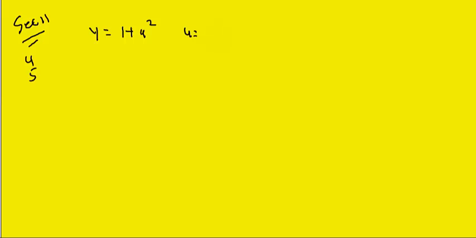y is equal to u squared over 1 plus u squared, and u is equal to x squared, and x is equal to 2t squared, and then they want us to find dy/dt. Okay, here's the y.